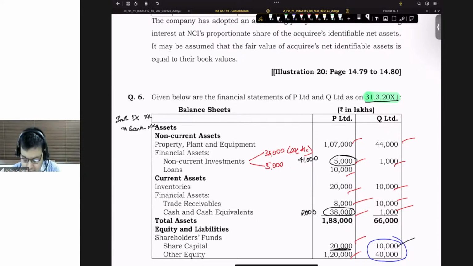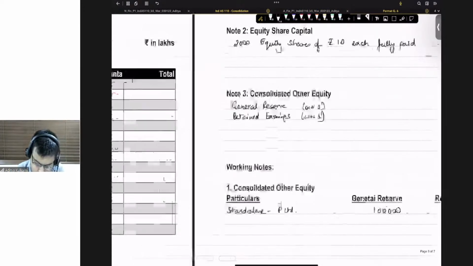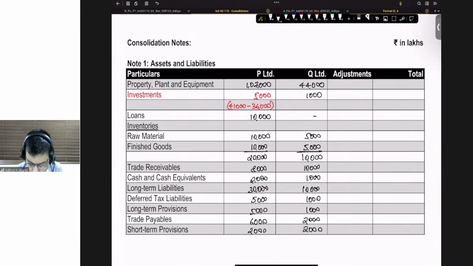Okay. So once this is done, in our consolidation process, we are having investments appearing only at 5. Why 5? Why not 41? Because 36 relates to investment in a subsidiary, which we are eliminating in working note number 2, that is cost of control account. Sir, what do you mean by eliminating? Are we eliminating it in the standalone? No, in standalone it will remain 41.